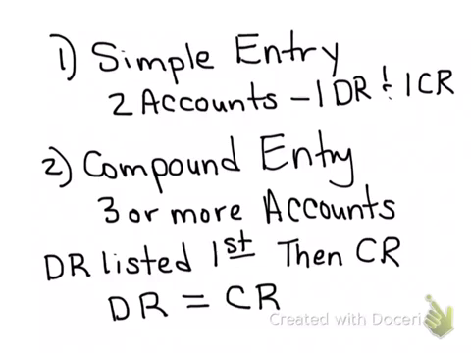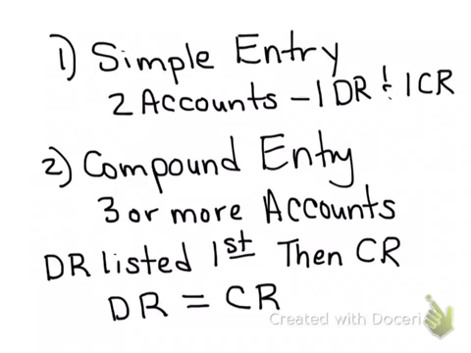In that simple entry, all you're going to have is one debit and one credit. The other type that we can have is a compound entry. This is where we have 3 or more accounts being used. With all of our journal entries, we always list the debit items first, and after we finish listing all of the debit items, then we list all of the credit items. So if we were to have 2 debits in our entry, we would list those 2 debits first, and if we had 1 credit, it would go at the bottom.